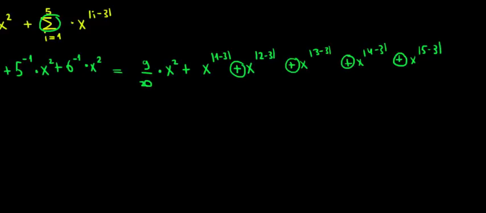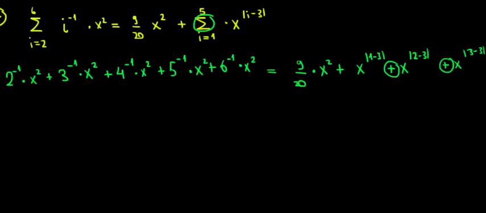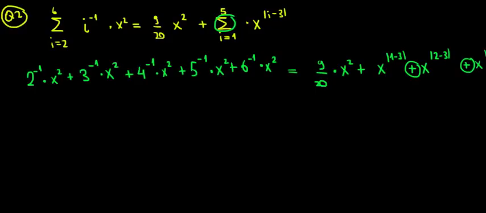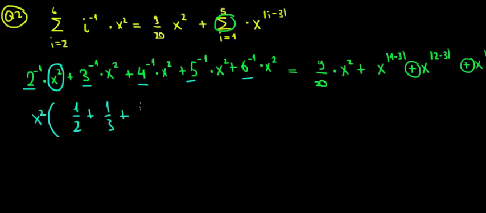Alright, let's see. What do we do next? What do we have here? x squared, x squared, x squared. That should ring a bell. It's a common factor. So let's take x squared as a common factor. What are we left with? 2 to the power minus 1, 3 to the power minus 1, 4, 5, 6. What is 2 to the power minus 1? Well, that's just the power rule of the inverse. That's 1 over 2. And then 3 to the power minus 1 is 1 over 3, 4 to the power minus 1 is 1 over 4, 5 to the power minus 1 is 1 over 5, 6 to the power minus 1 is 1 over 6.